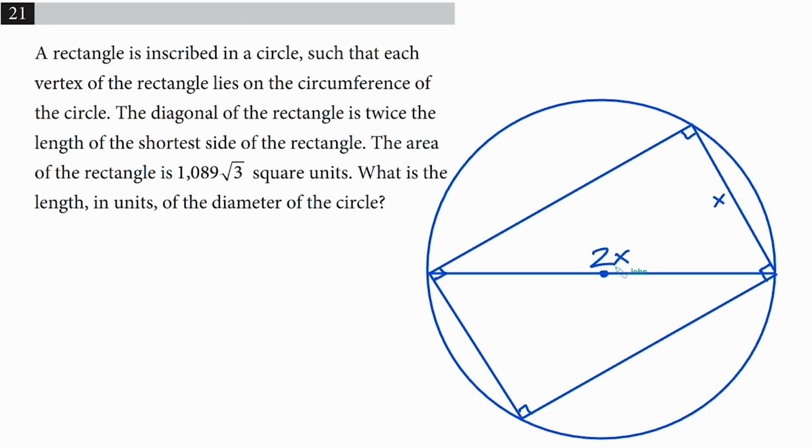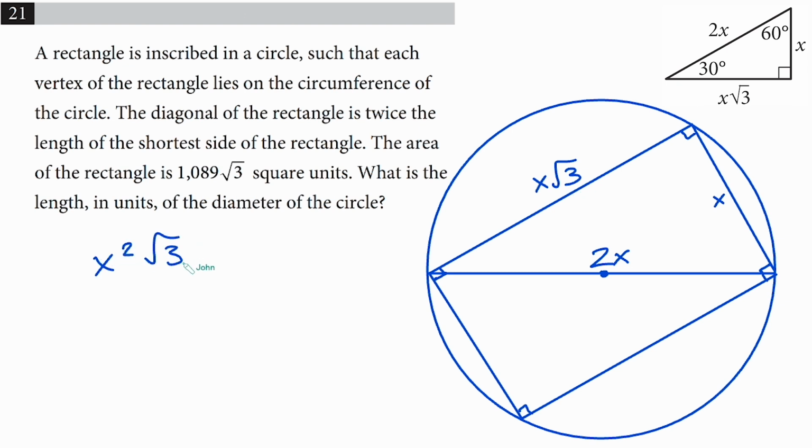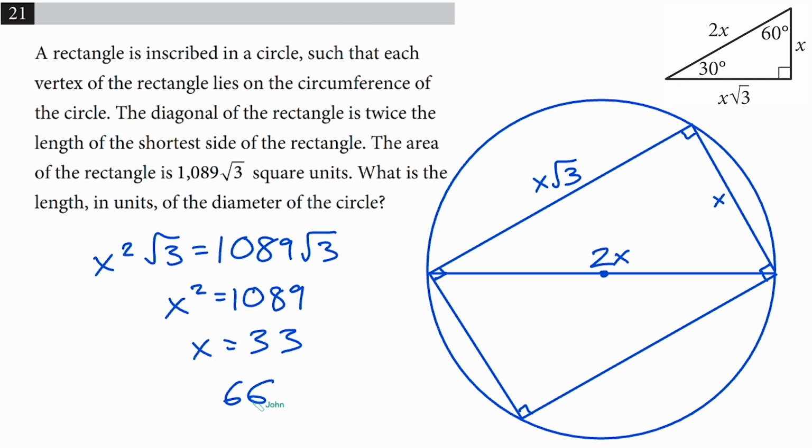Again, we have a triangle such that the short leg is half the length of the hypotenuse, which makes this triangle a 30, 60, 90 triangle. And so if the short leg is x, the long leg must be x√3. And so the area of this rectangle is x squared root 3. And that gives us an x value of 33, so the diameter is 66.